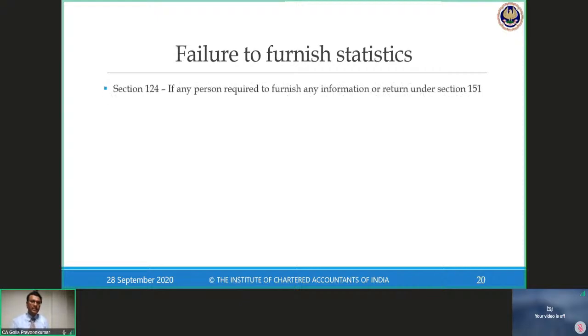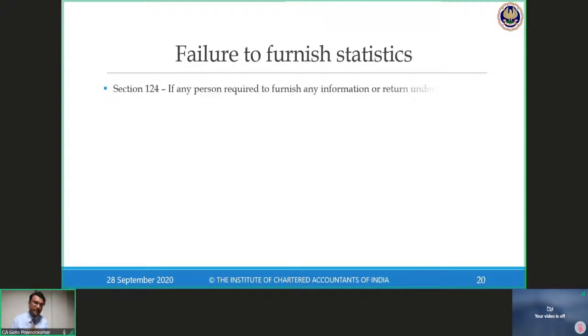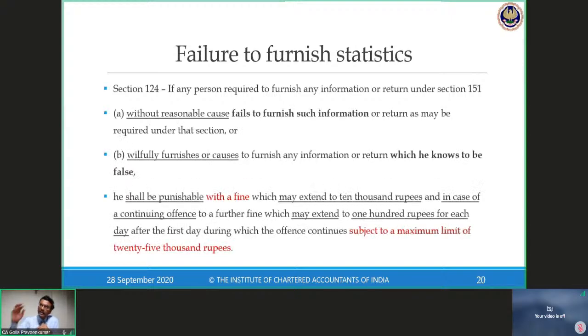Next, failure to furnish statistics. Now this is covered under section 124, where a person is required to furnish any information. Now, this section 124 has been set in the backdrop where the commissioner takes the information before he decides to issue any notification, before he takes any decision for the purpose of audit or any other matters concerned. He draws information for statistical data.